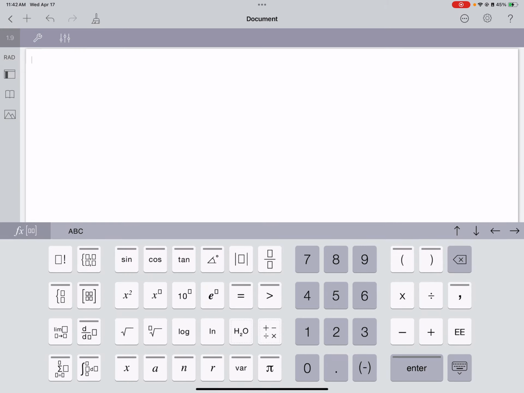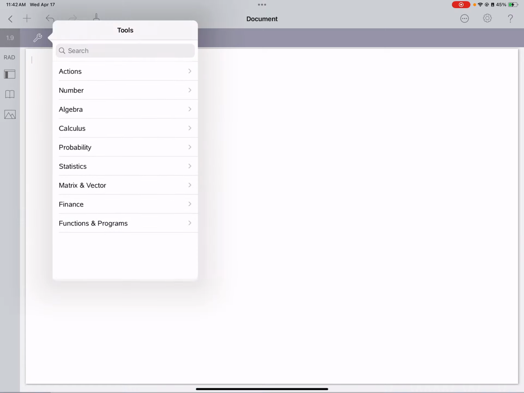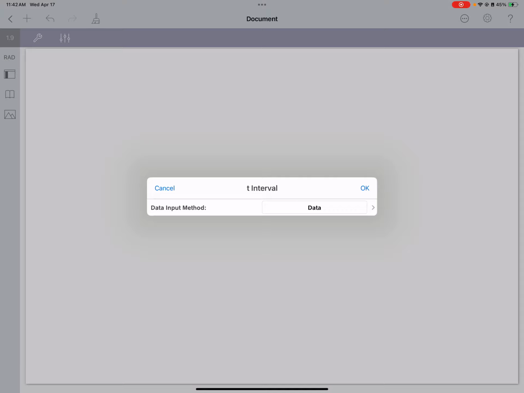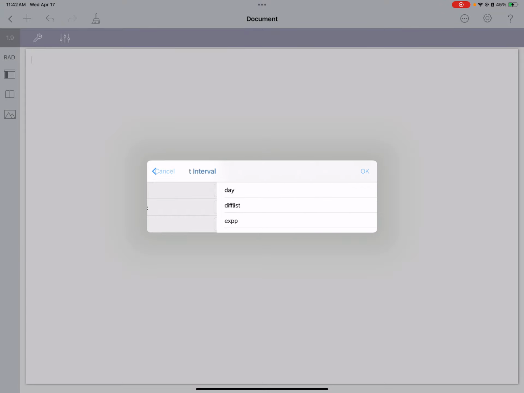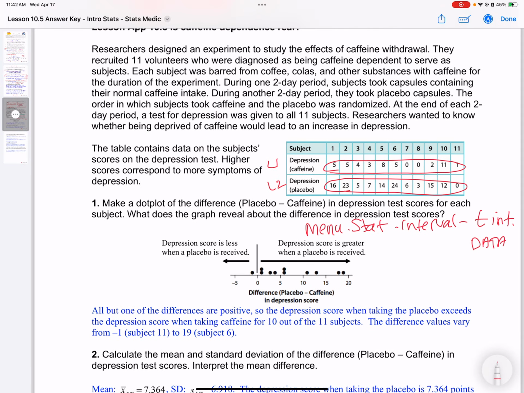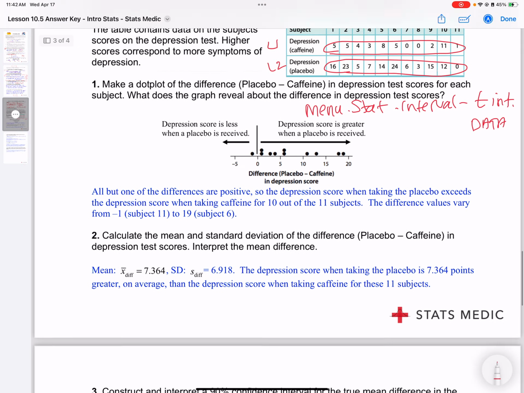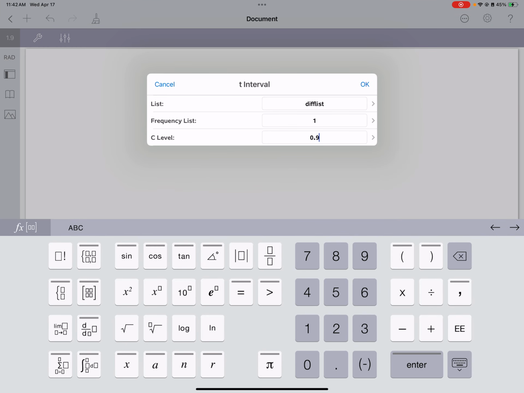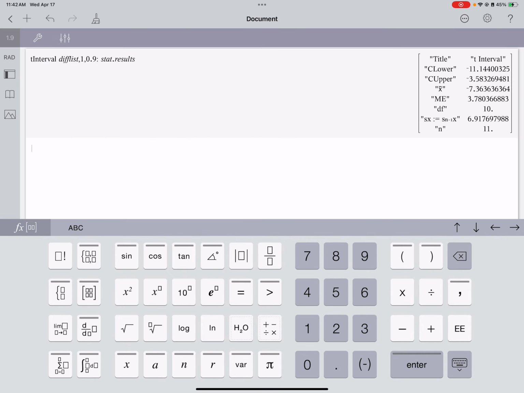So let's go ahead and open up a calculator page, menu, stat, interval, T interval, and now we are going to choose data. So for the data, I'm just going to go ahead and choose diff list. That's the only list we choose, and that's all you have to do. If we're doing a 95% confidence interval, which I believe is what it asked for us to do, let me just double check and see if it asked for 95%. 90%. Okay, so let's change that to 90%. So this is going to be 0.9, and that's it. And hit OK, and here we go. And here's my interval right here.